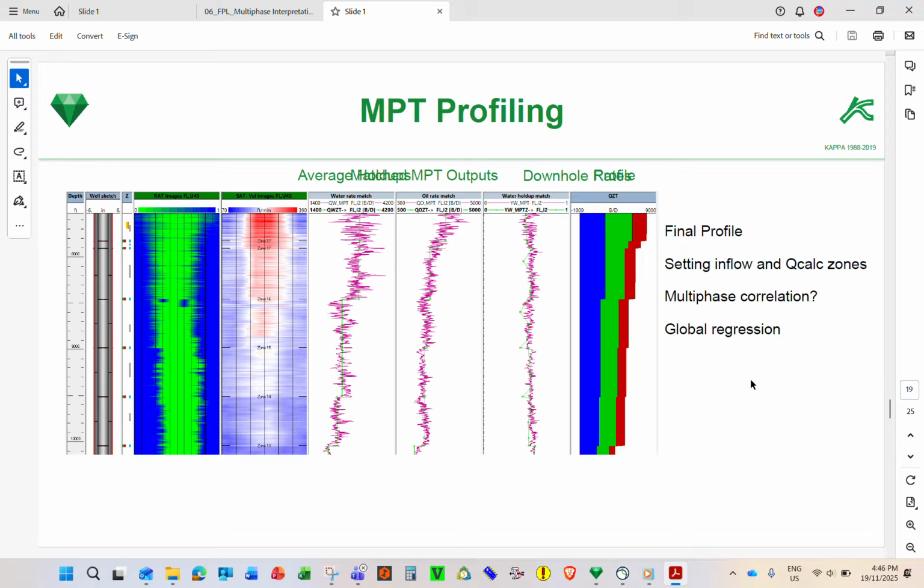So do you believe this one or that one? There's another question. We like to have more information to choose between them: do you believe that, or do you believe more in that one? There's something you might need to know later on, the trajectory. If your trajectory is less than 90 degrees, you might believe more in the Q oil.